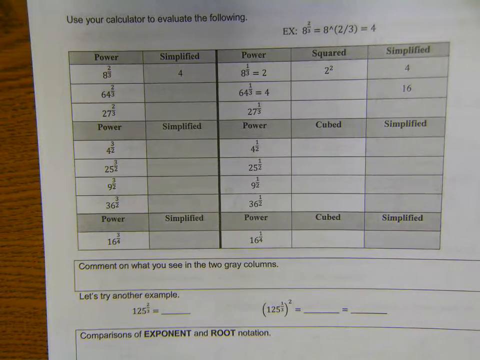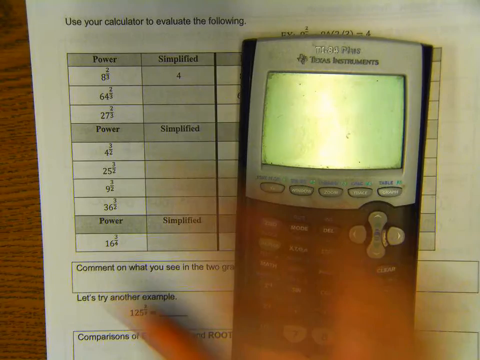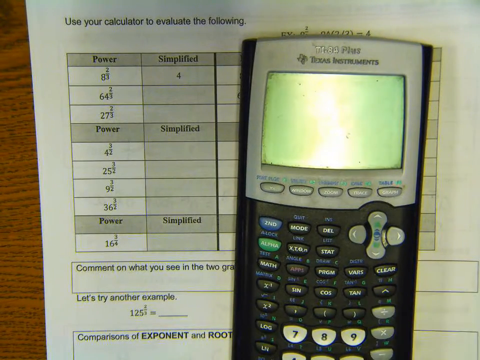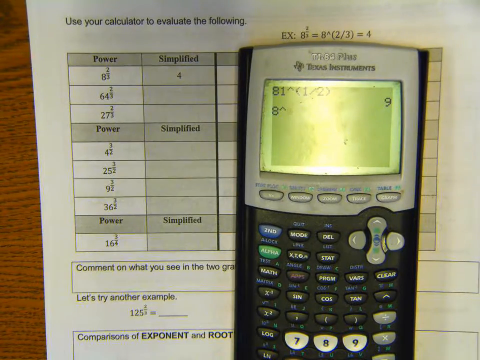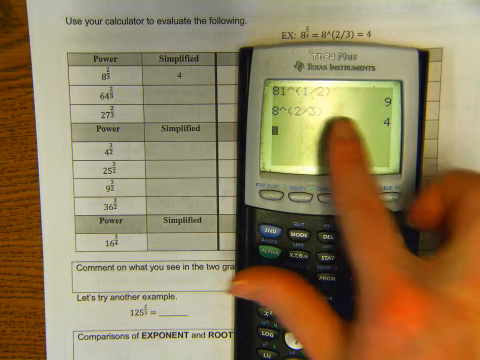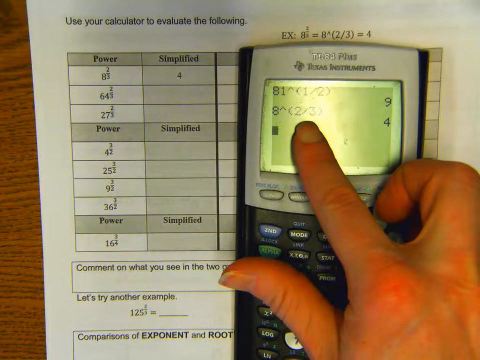First of all, if we put 8 to the 2/3 power in our calculator, we'd put it in like this. Do you see that I get a 4? Guys, focus please. Because your calculator, if you didn't use the parentheses, would only do the first number.